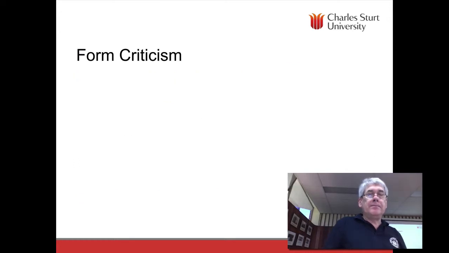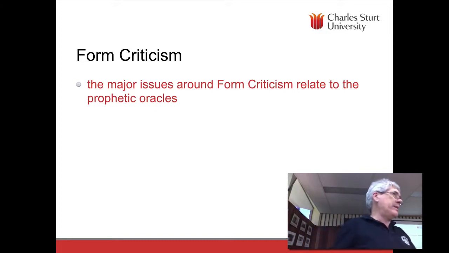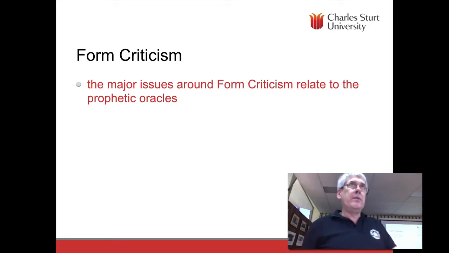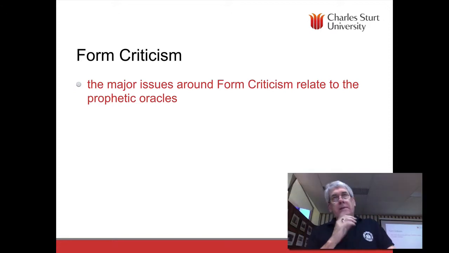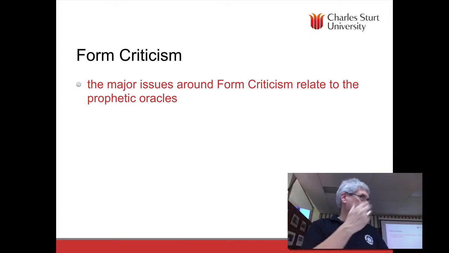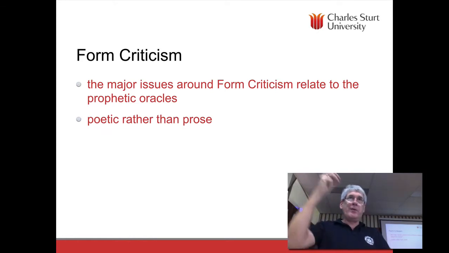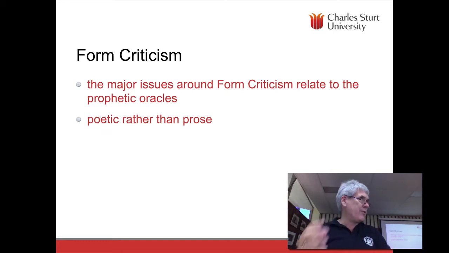Okay, form criticism. The major issue around form criticism with respect to the prophetic literature relates to the prophetic oracle. Because now we're not dealing with so much narrative material, but pronouncements, oracles, pieces of spoken text which are delivered by the prophet. And so they're poetic rather than prose a lot of the time. There will be little bits of prose, but to introduce or to wrap up a prophetic oracle. It's almost like when they went into their zone, the prophets spoke in poetry, did their thinking in poetry.